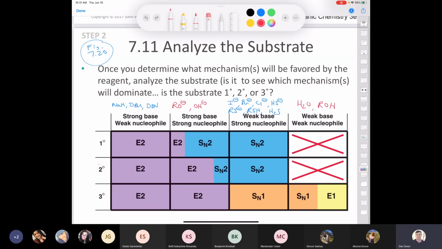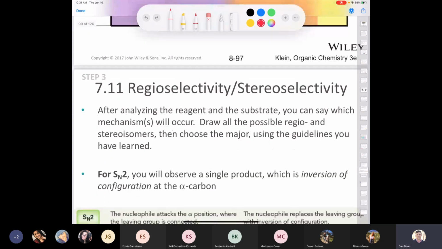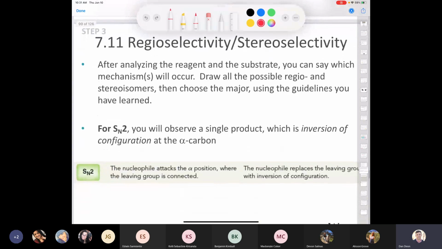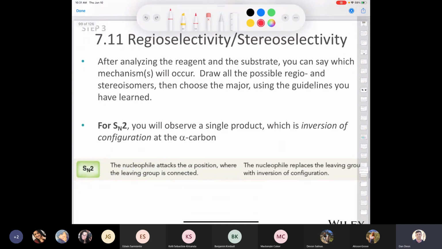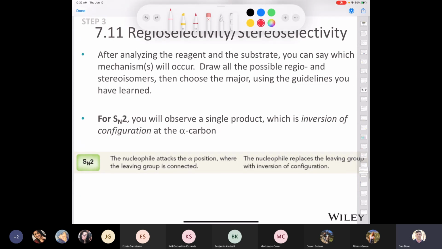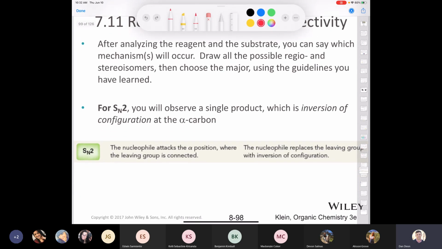So now what we want to do with all of this information in mind, and yes, it's a lot of information, we're going to take a look at each of the four mechanisms one by one, and we're going to look at some specific examples here. So let's say you have an SN2 reaction, right? An SN2 reaction is going to proceed with inversion of configuration if you have a chiral substrate.